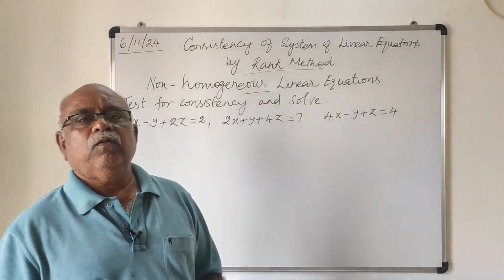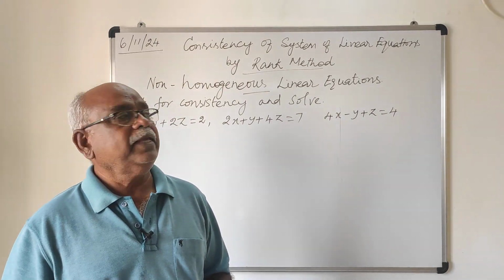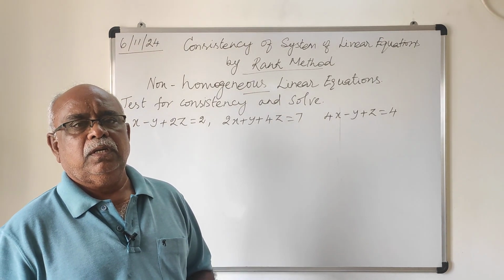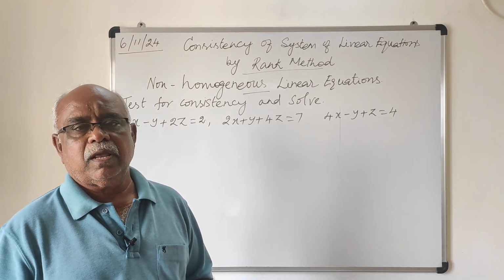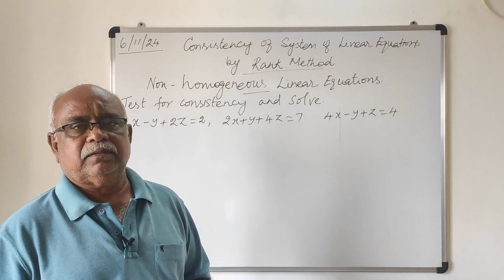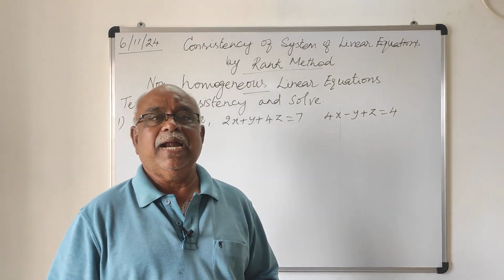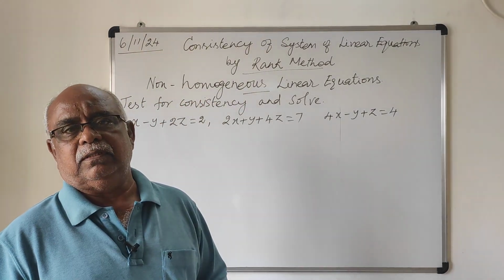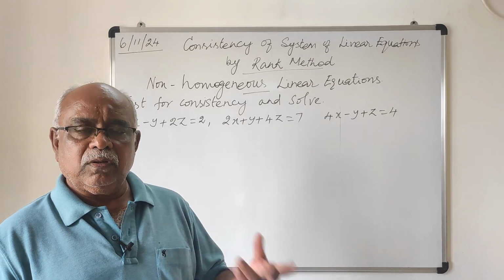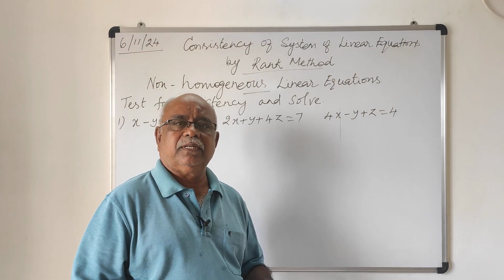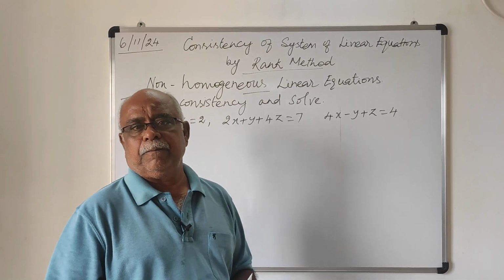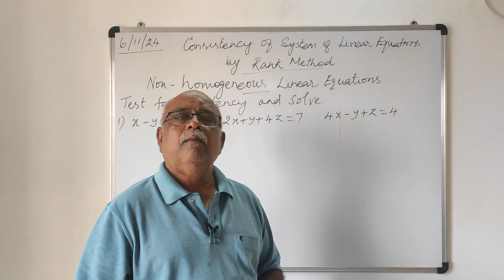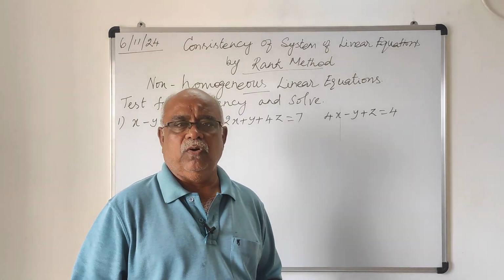So far we have seen various methods of solving a system of linear equations. In our previous videos, we have solved the system of linear equations by three methods. First, the matrix inversion method, then Cramer's rule as the second method, and then method 3, the Gaussian elimination method.